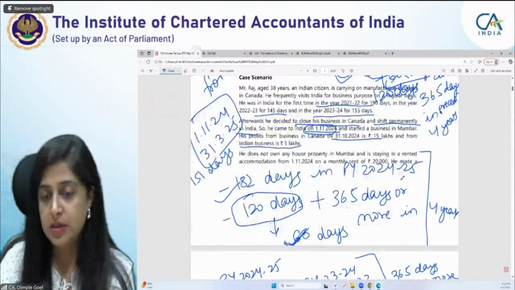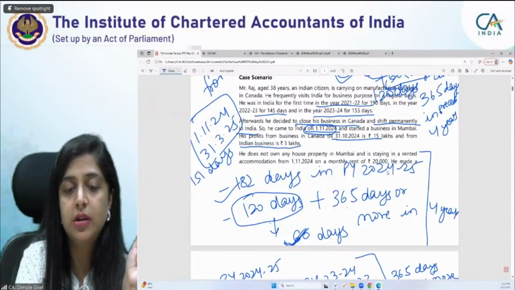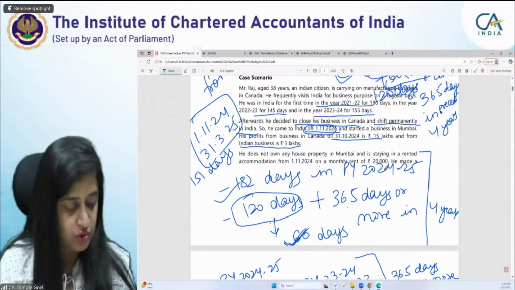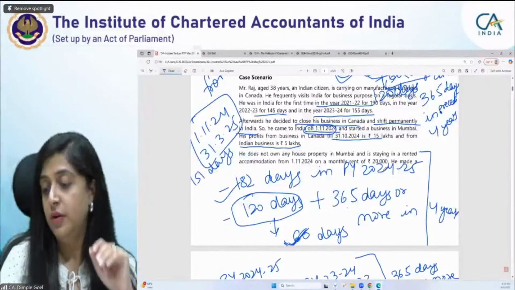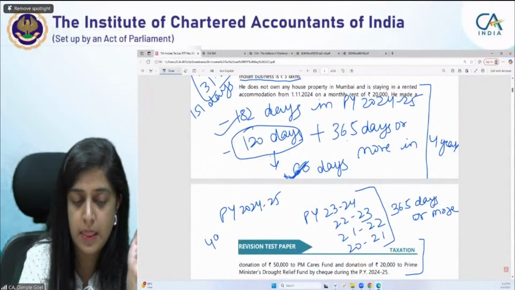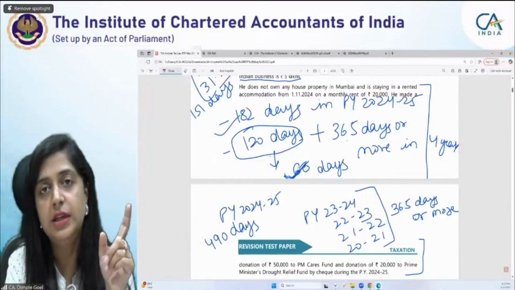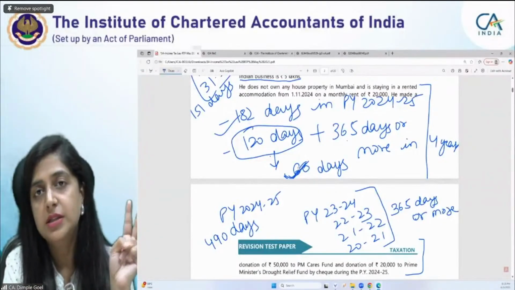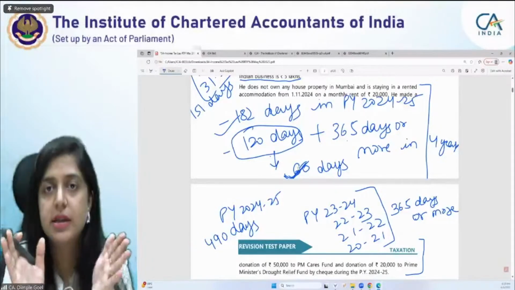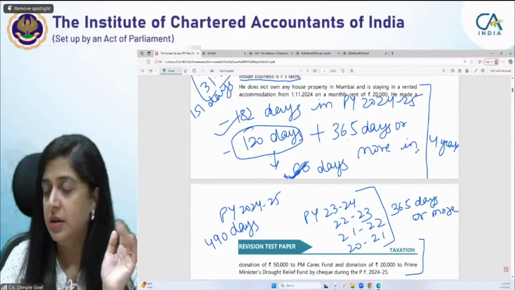In our case, in 21-22 he stayed for 190 days, in 22-23 for 140 days, and in 23-24 for 150 days. So in total how many days did he stay? 490 days. Yes. So it means he has satisfied the second basic condition, 60 days plus 365 days. So he is a resident in India. Is it clear, student?